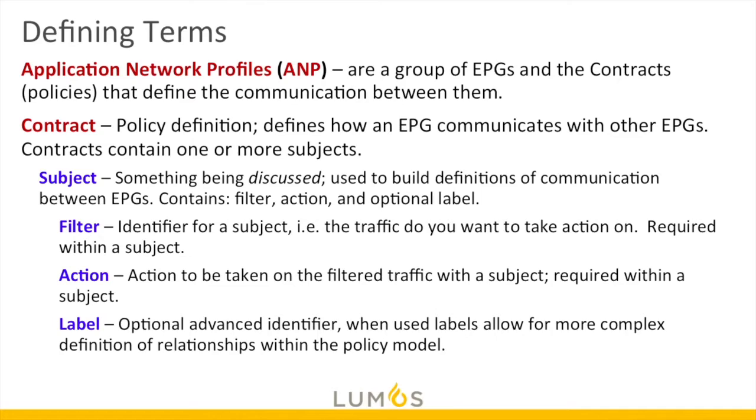Remember, by default, ACI is a whitelist networking environment. So if we want an EPG to talk to another EPG, whether that's an internal EPG, something located inside of the fabric, or an L3 out, an external EPG, something located outside of the fabric, we have to have a contract to allow that traffic through. Contracts are a group of subjects, and a subject contains filter, action, and label.